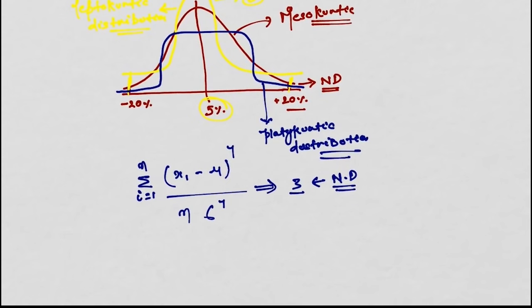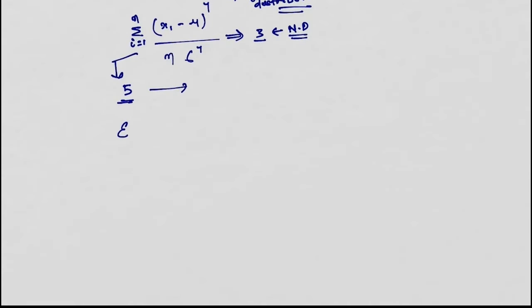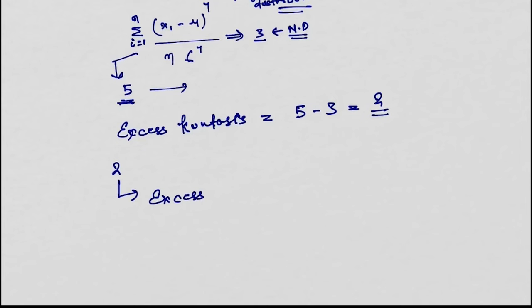If you have a kurtosis of 5 from this formula, then it is called a leptokurtic distribution. And I am not interested in the kurtosis, I am interested in excess kurtosis. Excess kurtosis for this one is 5 minus 3, so my excess kurtosis is 2. So it is a leptokurtic distribution. If a distribution has a kurtosis of 2, the excess kurtosis would be negative 1. So if you get a negative excess kurtosis, it is a platykurtic distribution. If you get a positive excess kurtosis, it is a leptokurtic distribution.